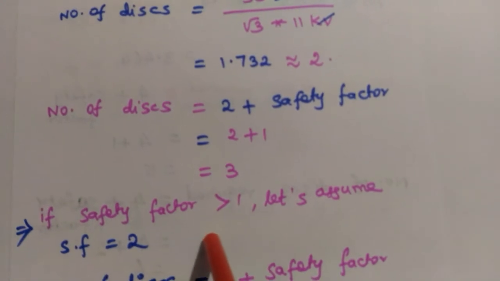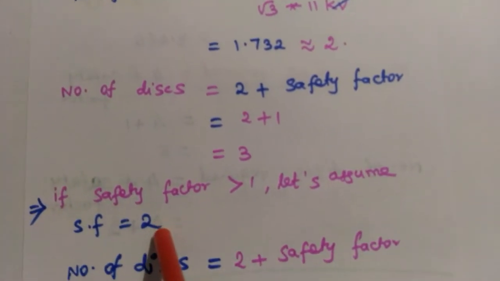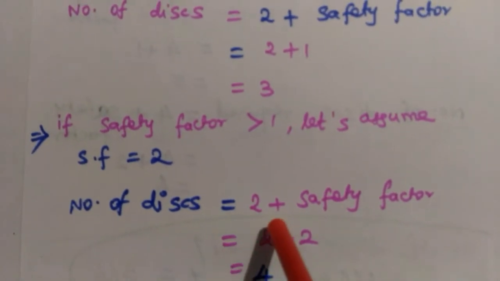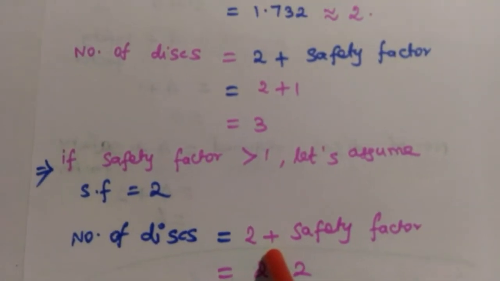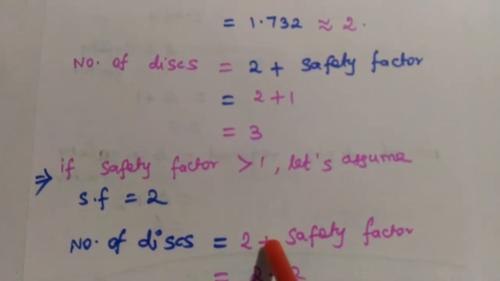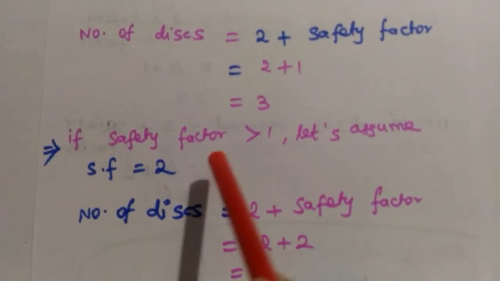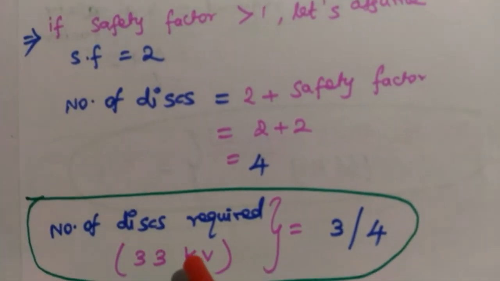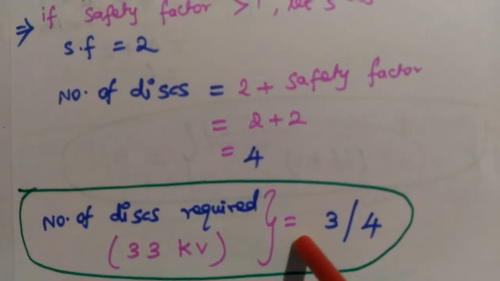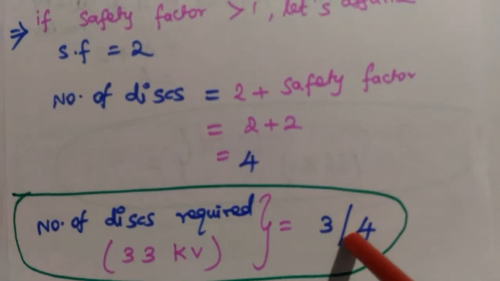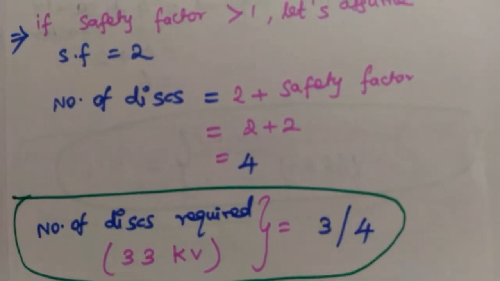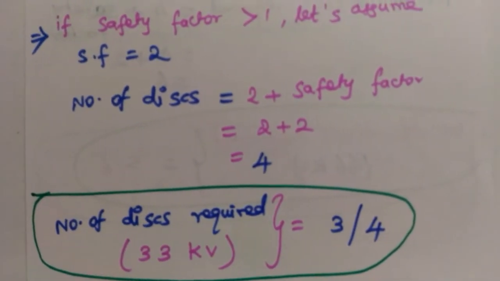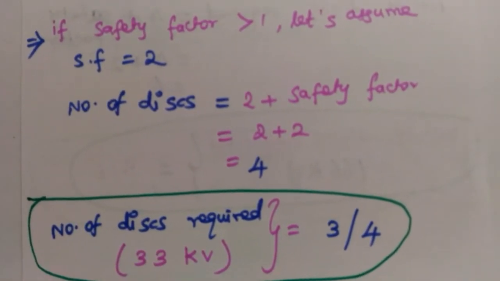Suppose the safety factor is greater than 1, let us assume the safety factor value is equal to 2. Then the number of discs required is the calculated number of discs, 2, plus the safety factor, now considered as 2. 2 plus 2 is equal to 4 discs. So the number of discs required for the 33 kV transmission line is 3 discs or 4 discs. These are the number of discs required for the 33 kV transmission line. So you can see the tower has 3 or 4 discs.